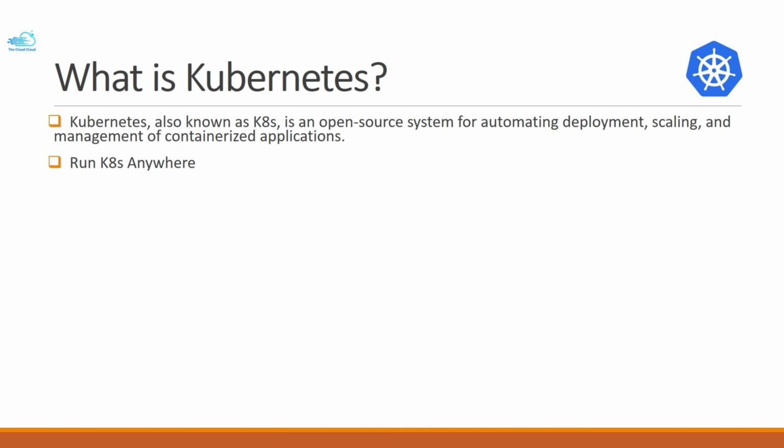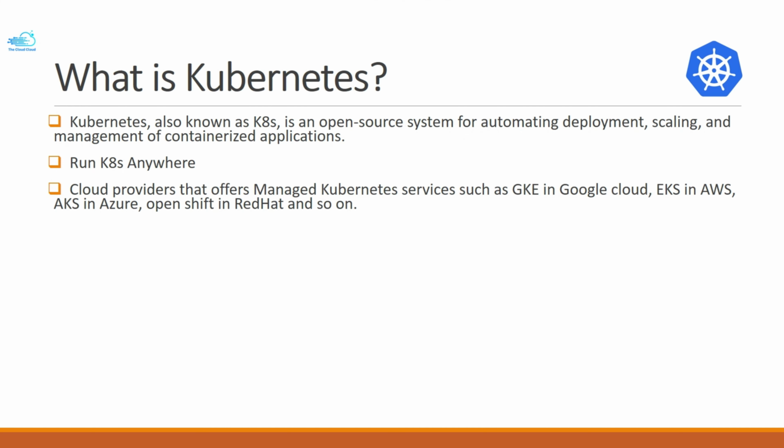We can run Kubernetes anywhere. Anywhere means we can run Kubernetes on our on-premise infrastructure. We can run Kubernetes in almost every cloud platform. Cloud providers offer managed Kubernetes services, such as Google Cloud provides Google Kubernetes Engine, AWS provides Elastic Kubernetes Service, Azure provides Azure Kubernetes Service, and there is OpenShift in Red Hat, and many more. There are other cloud providers such as IBM, DigitalOcean. They also provide managed Kubernetes services.